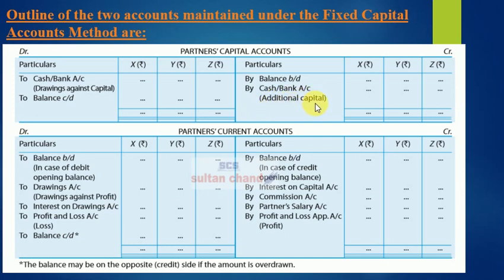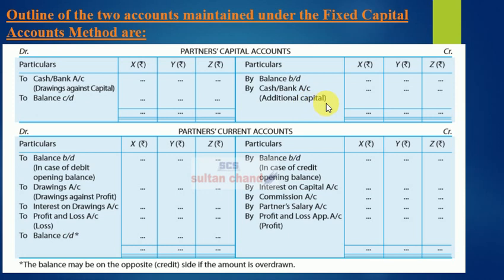So if a partner X, Y or Z, or only X, is bringing any capital in between the year, that capital comes here, and this also has the same journal entry which you did in class 11. The first entry you learned: cash account debit to capital account. Here, instead of capital account, it is cash account debit to partner's capital account. We will name the partner. So the additional capital introduced has its place on the credit side of partner's capital account under fixed capital method.